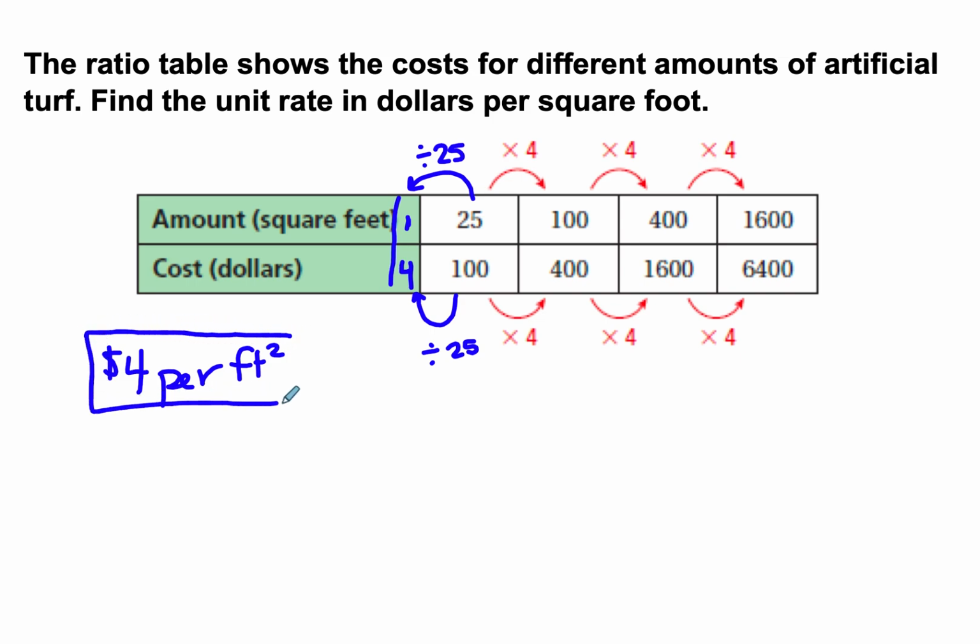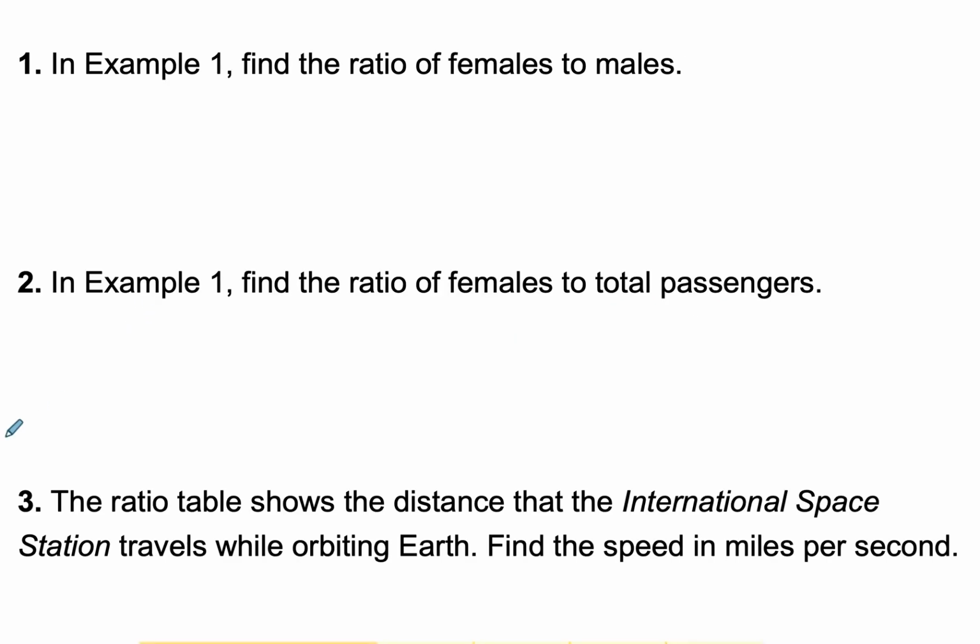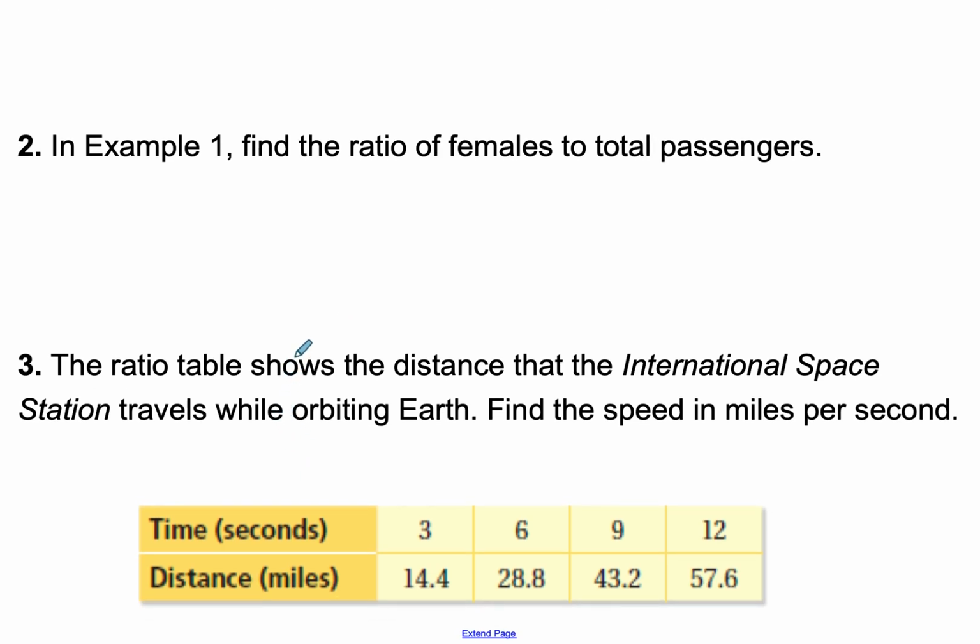This time I'm going to use the word per, but I could use for 1 square foot, or I could use a slash, but I do need both labels in my answer. All right, so for our next 3 here, in example 1, find the ratio of females to males, find the ratio of females to total passengers, and then find your speed for miles per second based on this table. So go ahead and pause the video and try these problems on your own.